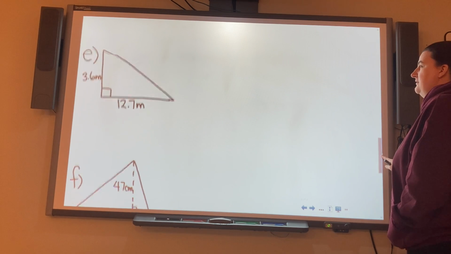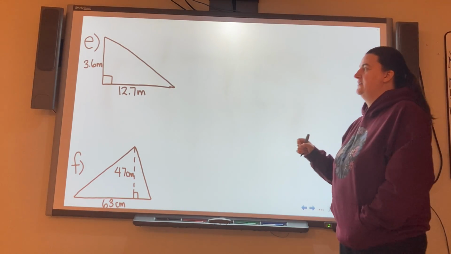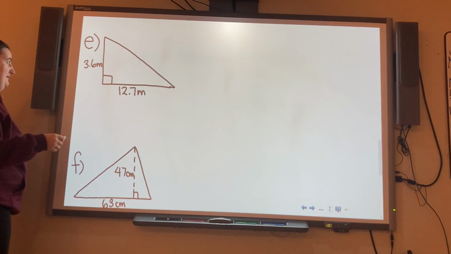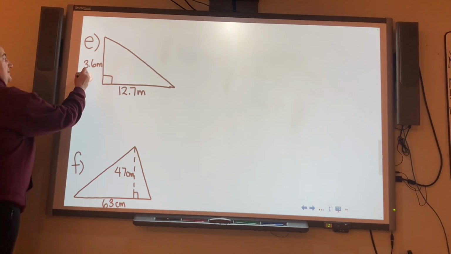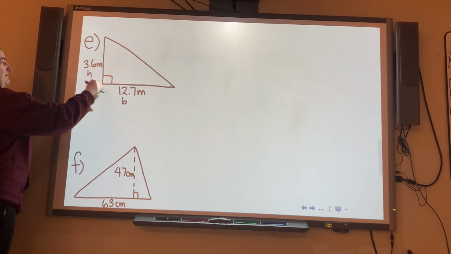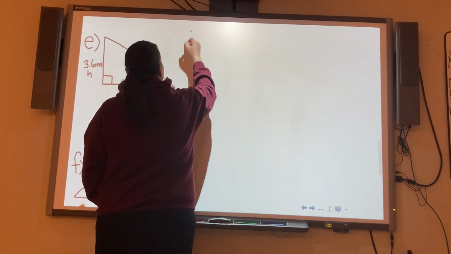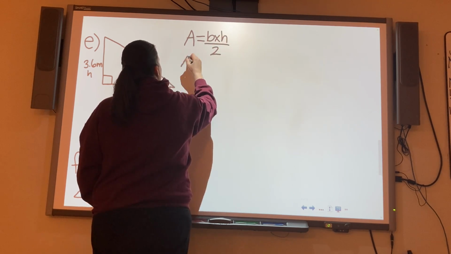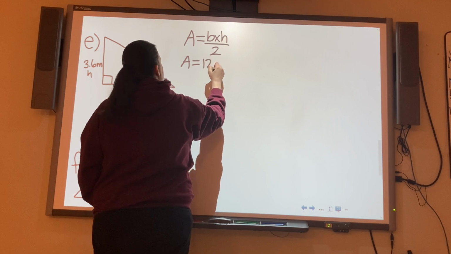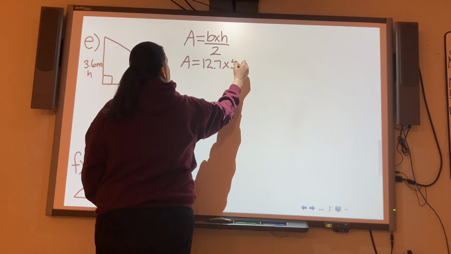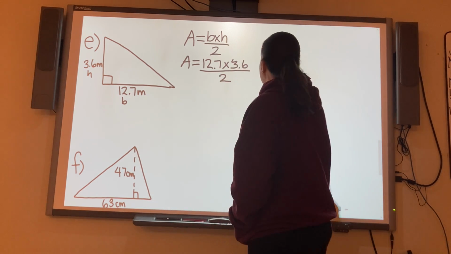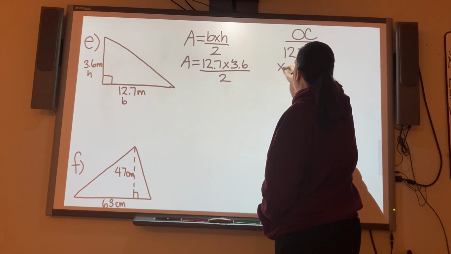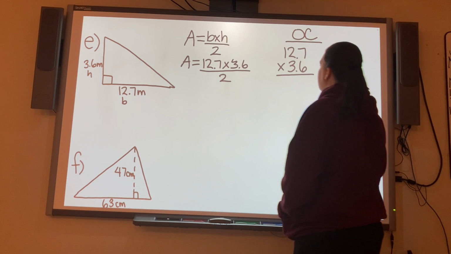And then we keep going till we get the triangles. So here's two different triangles. The first one, we have to figure out where the base and the height is. So remember, the base and the height create the right angle. So here's your height, and here's your base. They meet up at the right angle. So area equals base times height divided by 2. Area equals base is 12.7 times 3.6 divided by 2. So we need to do our 12.7 times 3.6 first.